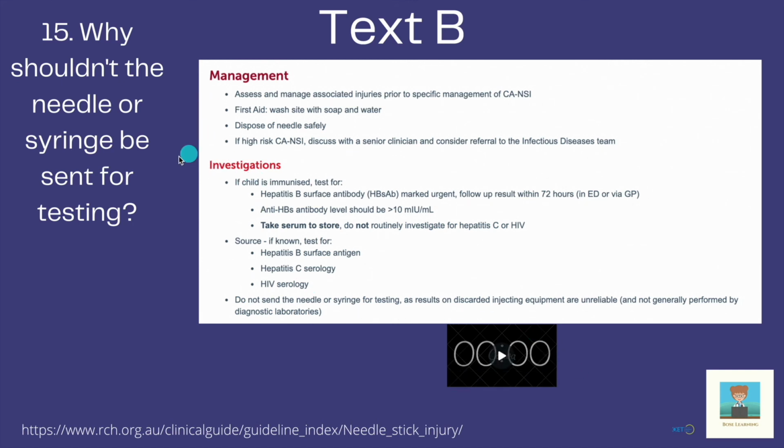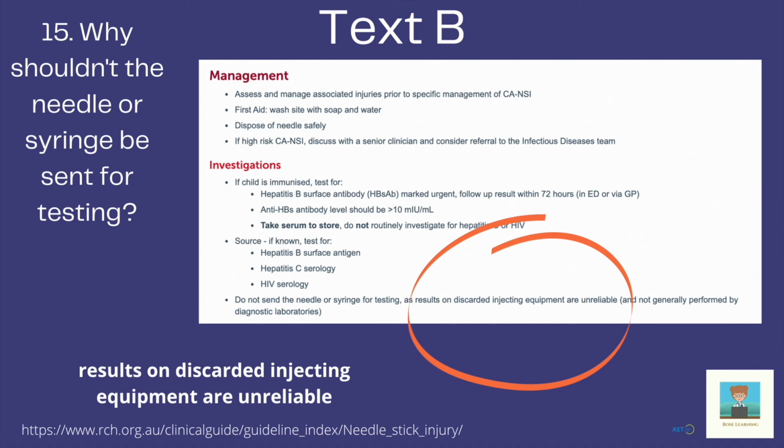Okay, so this is again looking at investigations. This bullet point tells me if child is immunised to test for. It's not what I'm looking for. I need a reason why we shouldn't send the needle or syringe away. This is about the source. This is again to test for. And here we go. Do not send the needle or syringe for testing. I read more carefully why, as results on discarded injecting equipment are unreliable. So results on discarded injecting equipment are unreliable. You could actually just say results are unreliable.